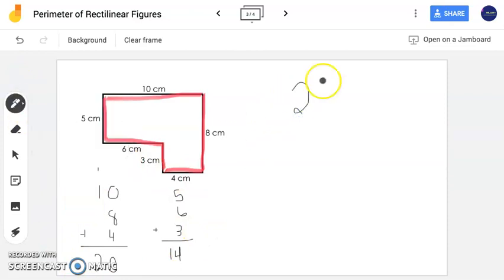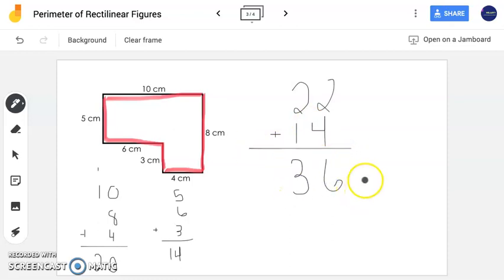Now my last step is I'm going to add 22 plus 14, and that's going to give me my total perimeter of 36 centimeters. So notice when I'm looking around this entire rectilinear figure, I'm looking and I see that I have 36 centimeters as my total perimeter.